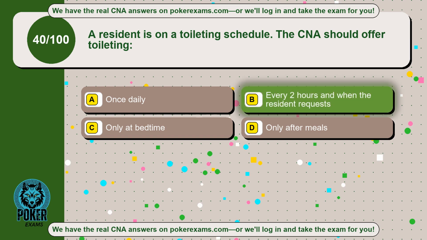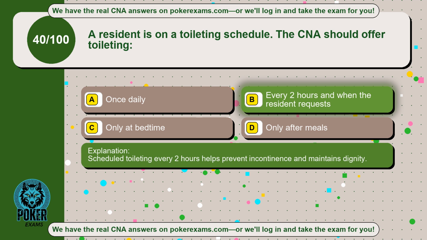The correct answer is option B. Every 2 hours and when the resident requests. Scheduled toileting every 2 hours helps prevent incontinence and maintains dignity.